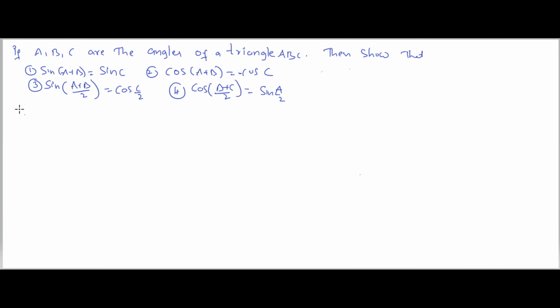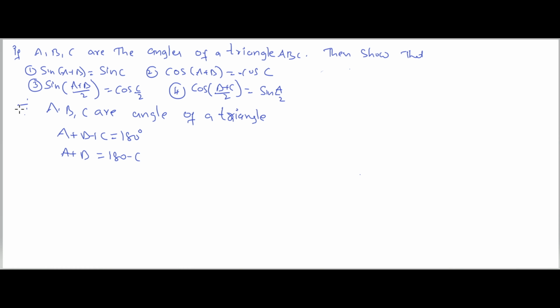If A, B, C are the angles of a triangle ABC, then show that first one, sine of A plus B is equal to sine C. Here it is given A, B, C are angles of a triangle. Angles of a triangle means A plus B plus C is equal to 180 degrees. From this equation, A plus B is equal to 180 minus C.